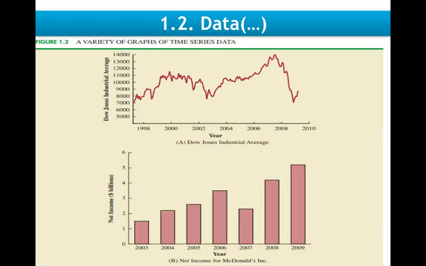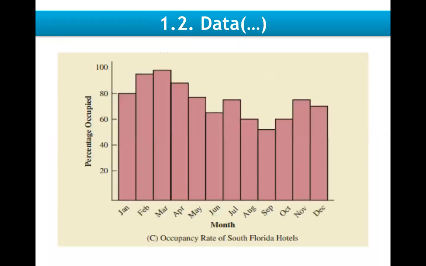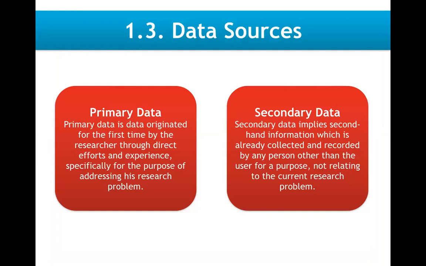Here are some other examples of graphs of time series. The first is the Dow Jones Industrial Average. The second graph describes the net income of McDonald's, and the last one describes the occupancy rate of South Florida hotels.